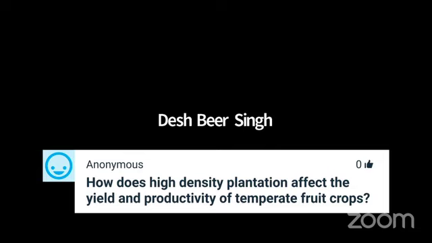And ultimately, we get a good yield and crop and very crispy and very colorful fruits. Okay. And what are the essential factors to consider when selecting suitable temperate fruit varieties for high density plantation?